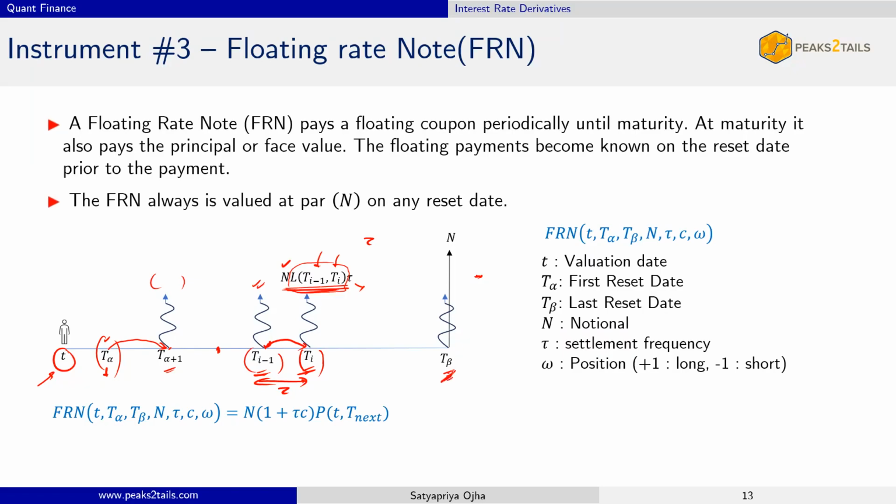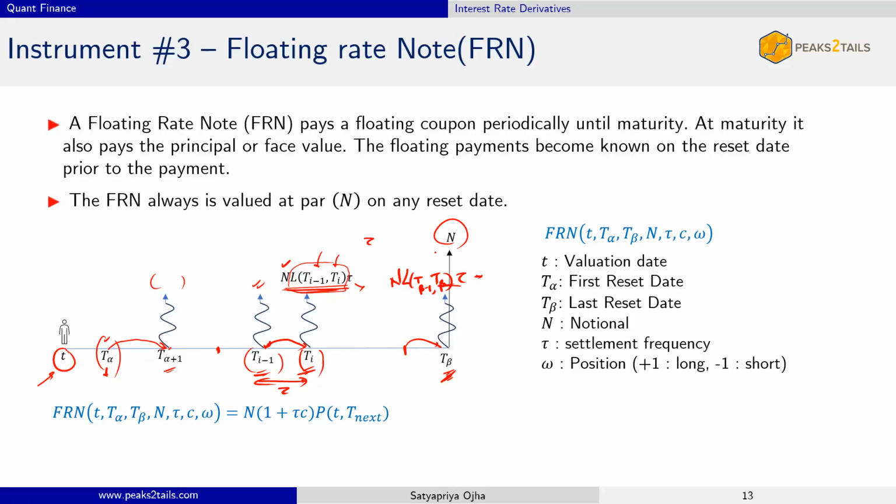On T beta, the last reset date, you'd get a payment decided based on the rate available. The payment would be N times the floating rate between T beta minus 1 and T beta, times tau. Also, at the end, you get the notional. So it's similar to a fixed rate bond. The only difference is that the floating coupon payments are not known in advance. You only know them when you get there, not before. So this looks like a complicated instrument. How do we value it?